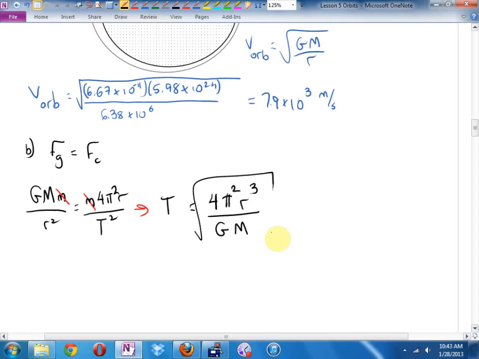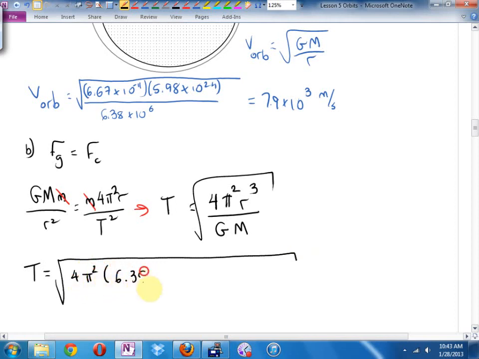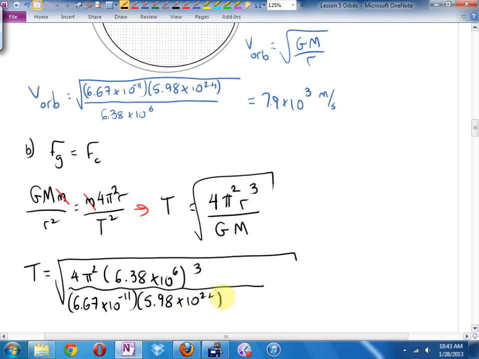Let's plug in numbers. Ready? The period is going to be, you may notice I'm drawing huge square roots because most of these are long numbers with scientific notation, the square root of 4 pi squared. R is the radius of the Earth, which is 6.38 times 10 to the 6th cubed, all divided by big G, Newton's gravitational constant, 6.67 times 10 to the negative 11. Mass of the Earth is 5.98 times 10 to the 24th. How long would it take you to get once around the planet?